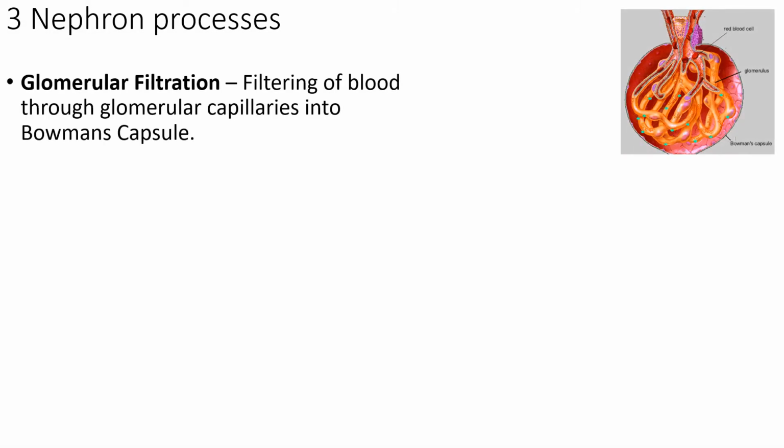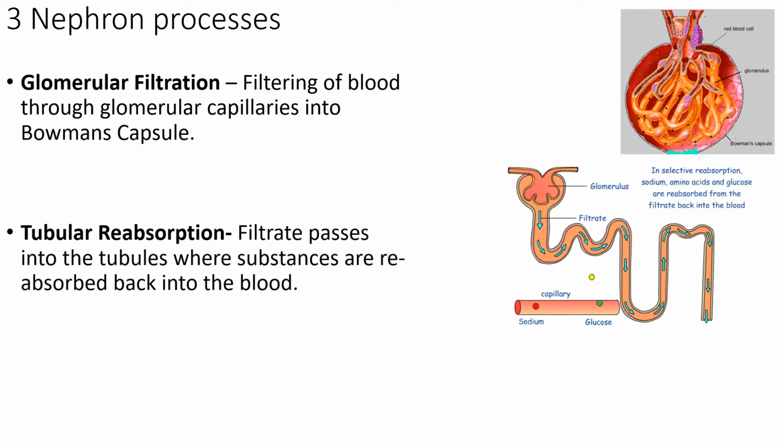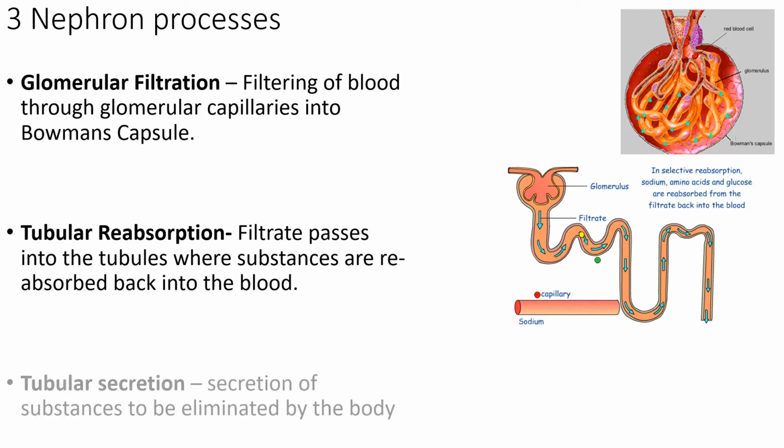So the nephron, there are three processes that happen in the nephron. Just expanding a little bit on what was said in the previous slide. We have glomerular filtration, where the blood is filtered through the glomerular capillaries into what's known as Bowman's capsule. Thereafter, bits of it get reabsorbed, so the filtrate will pass into the tubules, as we previously mentioned, where substances are reabsorbed back into the blood. And then thirdly, we have tubular secretion, with secretion of substances to be eliminated by the body.